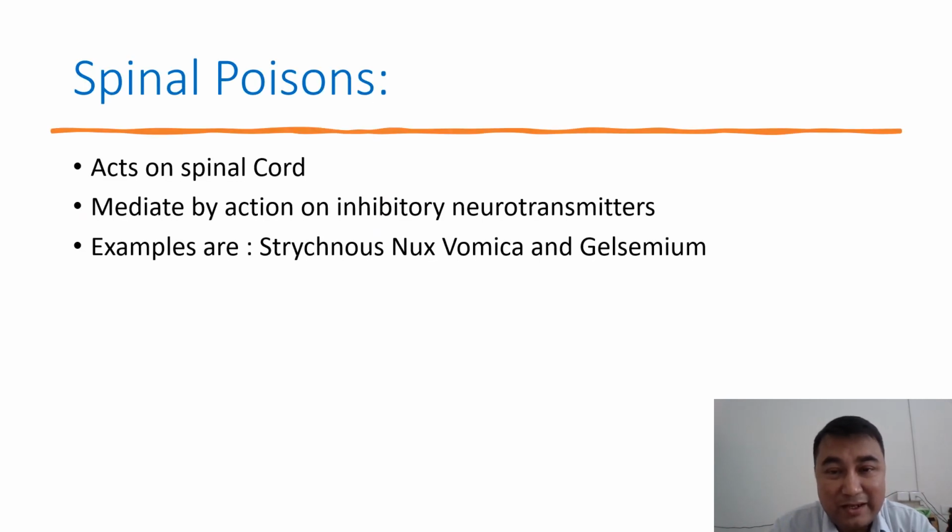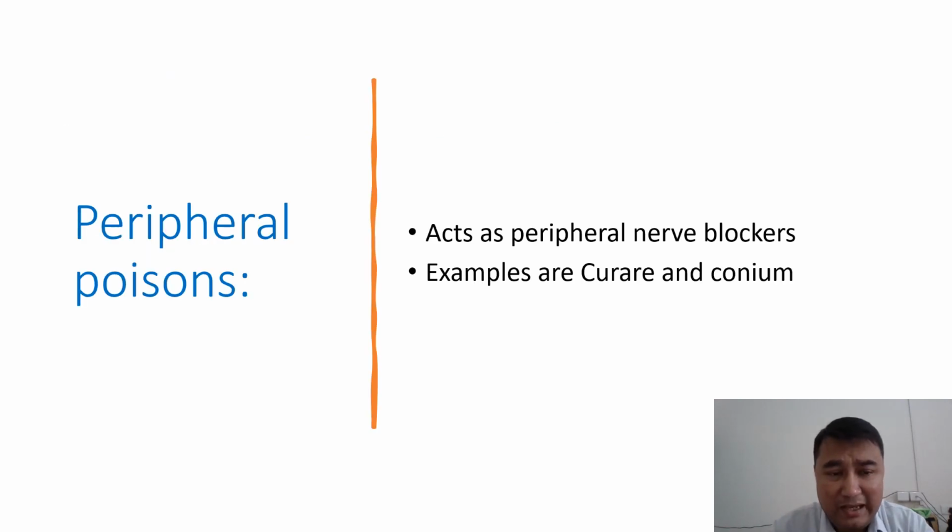Now, there are spinal poisons as well, which act on the nervous system. They act on the spinal cord. They mediate their action by acting on the inhibitory neurotransmitters. Examples of spinal acting poisons are Strychnos nux vomica, gelsemium. And then we have peripheral poisons which act on the peripheral nervous system. Examples are conium, curare.